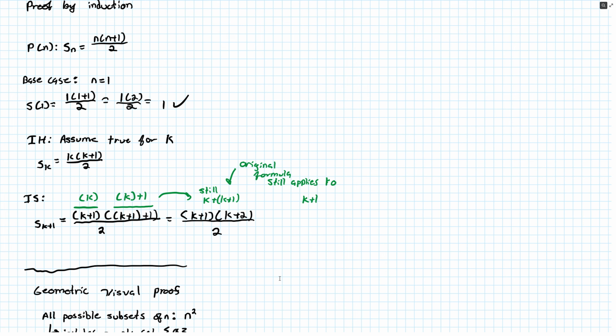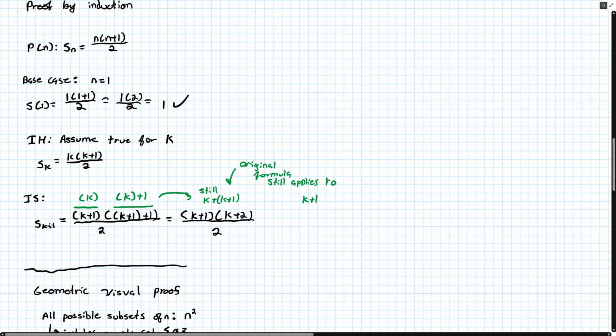And if it works for k plus 1, then it should also work for k plus 2, because it worked for k plus 1. And the way you prove this is by just plugging it in. So if it works for k, it should work for k plus 1. So plug in k plus 1 wherever you see a k. We see a k here, k plus 1. We see a k here, k plus 1. Plus 1.